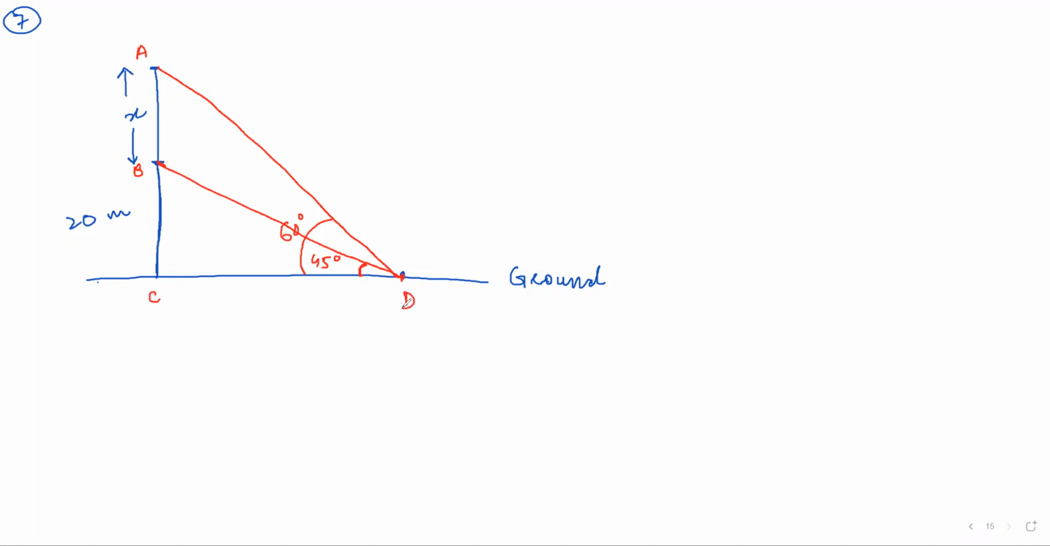Please draw the figure. Yes, ma'am. Okay. The height of the tower is actually x. So the height of the tower, x, you have to find, which you can find like AC minus BC. This way you can find it. So AC minus BC will give you AB.